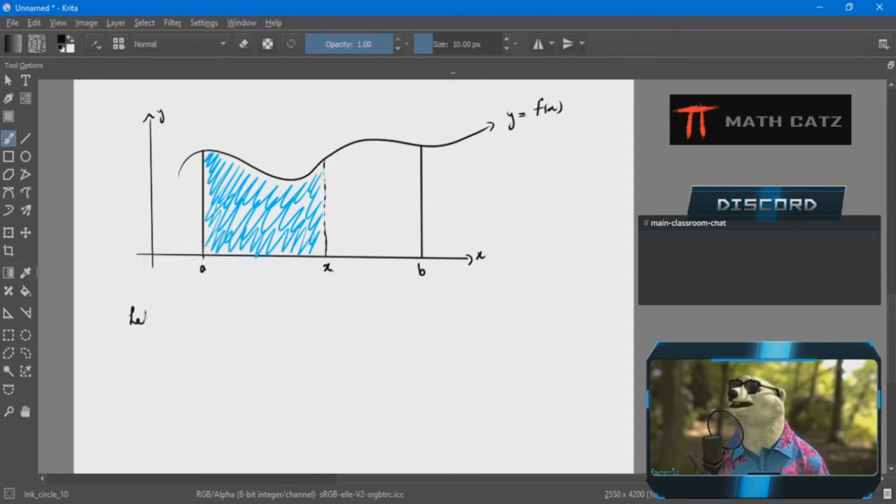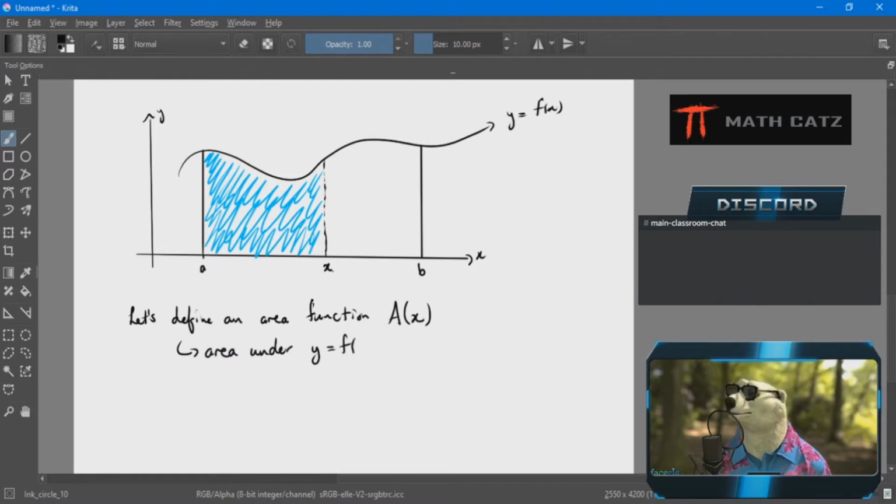So let's define a function. Define an area function. Let's call it A for area, and then I need to have the input X, because I need to know where to stop, and it's going to be the area under my graph from A to some X value.